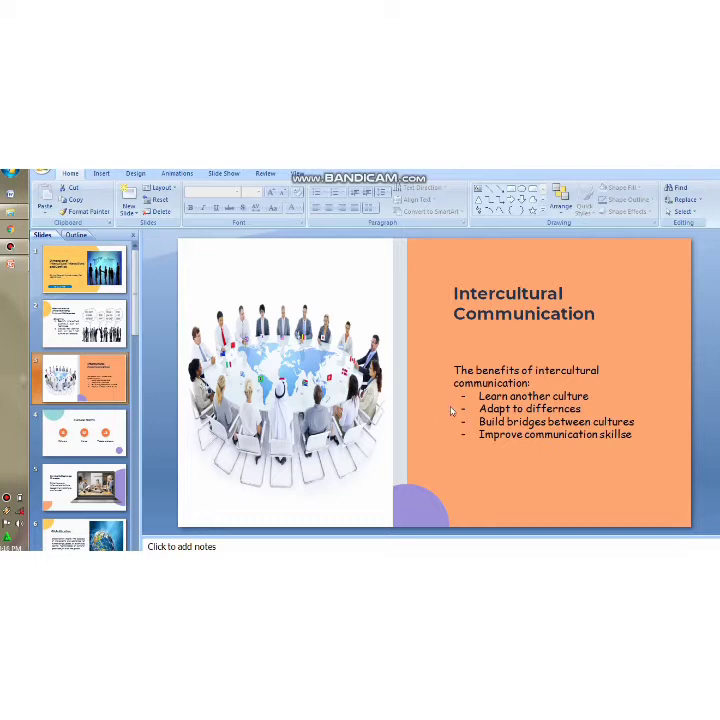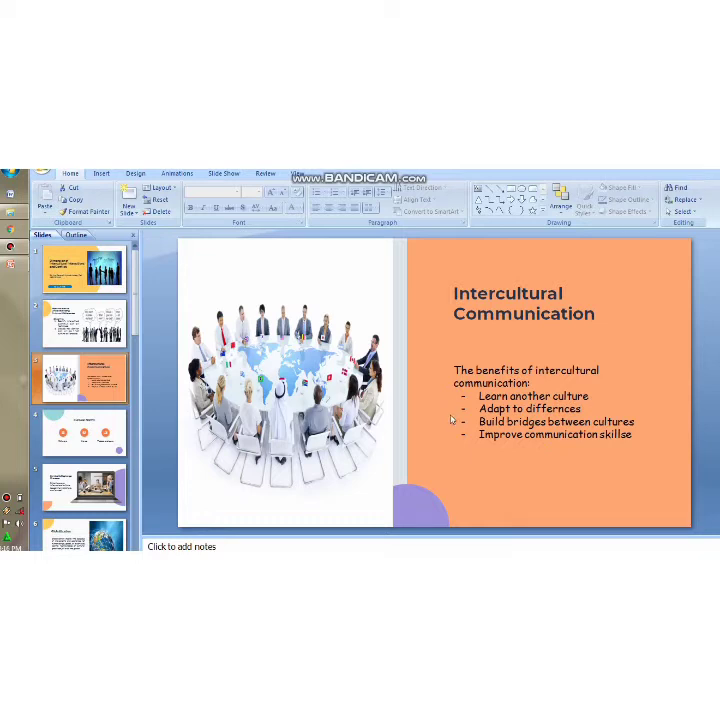And the second is adapt to differences. Understanding other cultures is a prelude to adapting to different norms. When we understand other people, then slowly we can adapt to these new customs and habits. This adaptation will mature and expand our mindset.